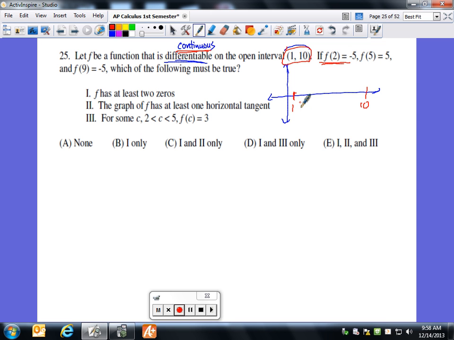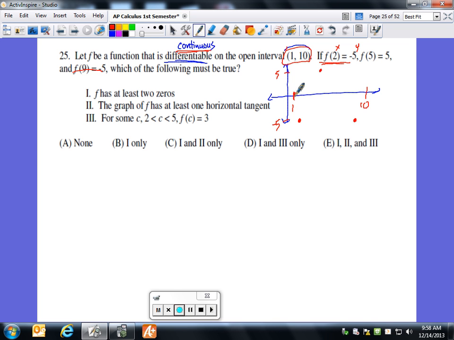F of 2 is negative 5. Remember, these are just x and y values of the position function. So f of 5, which is approximately here, the answer is 5 for my output. So I'm going to go up to a y value of 5. And then finally, f of 9 is negative 5. So at 9 about here, I go back to negative 5.